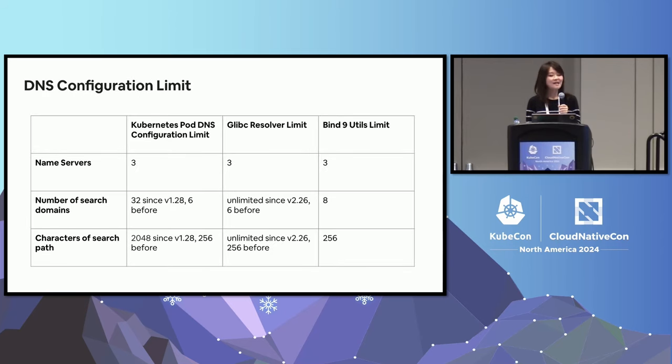One thing to pay attention to is the DNS configuration limit. The glibc standard library DNS resolver removed the limit on the number of search domains and characters of search paths since v2.26. Kubernetes also extended its search domains and search path limit since v1.28. Bind utils, which contains the dig, host, and nslookup utilities for querying DNS, still has a limit. So if you're using a Kubernetes version higher than v1.28 and use more than 8 search domains in the search path, but use the dig, host, or nslookup command, which use bind utils that have an 8 search domain limit, then the search domains beyond 8 won't be used.